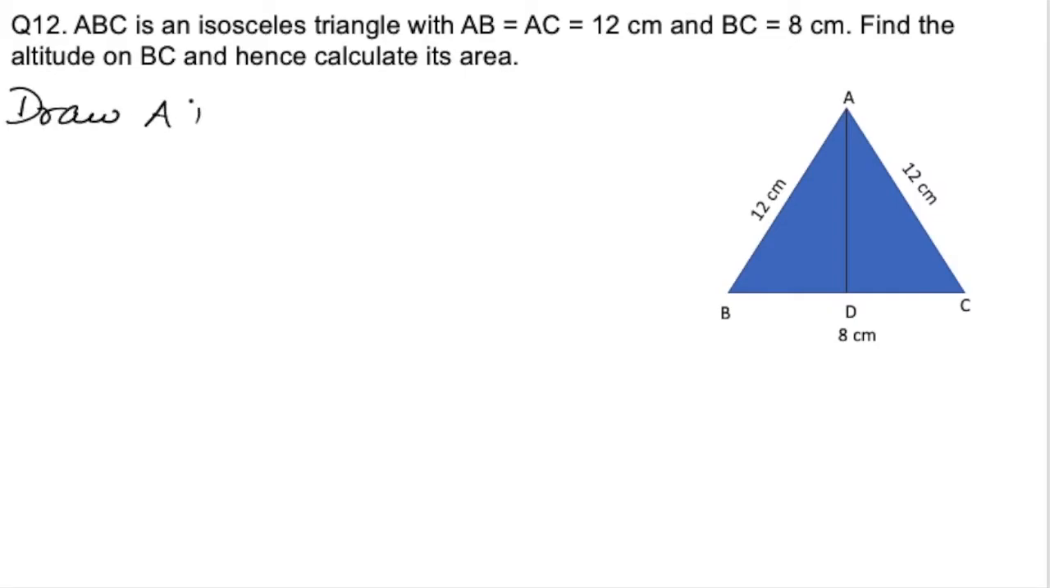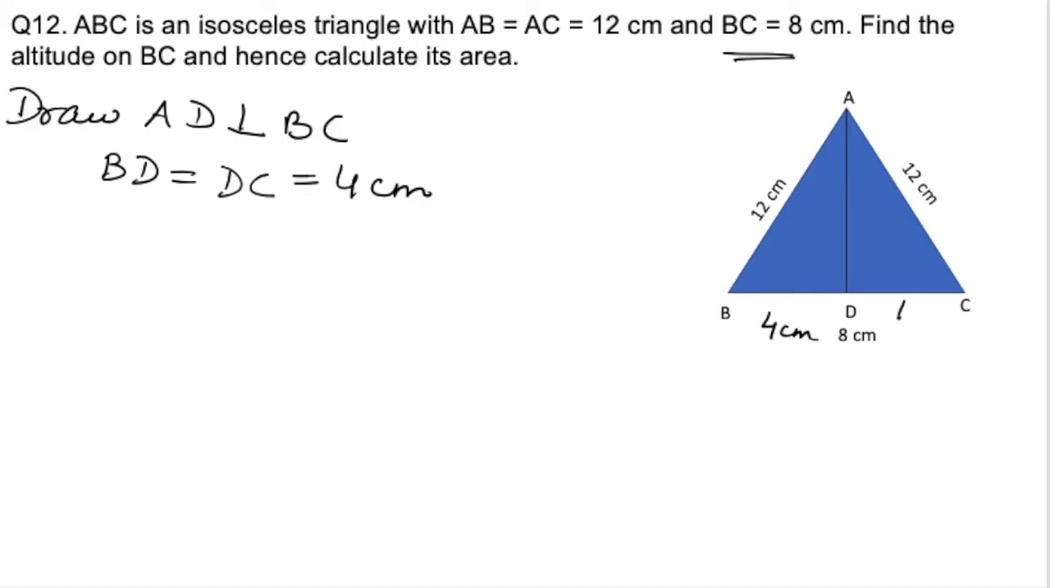First of all, let's draw AD perpendicular to BC. Since perpendicular from the vertex to the base bisects the base, that means BD will be equal to DC. Now the length of total BC is given as 8 centimeters. So BD will be equal to DC, which will be equal to 4 centimeters each. This is also 4 and DC is also 4 centimeters.